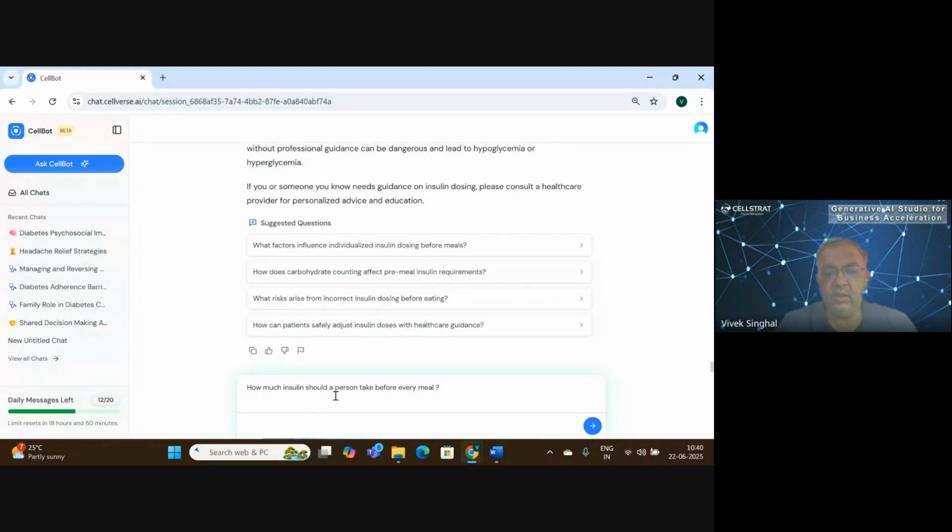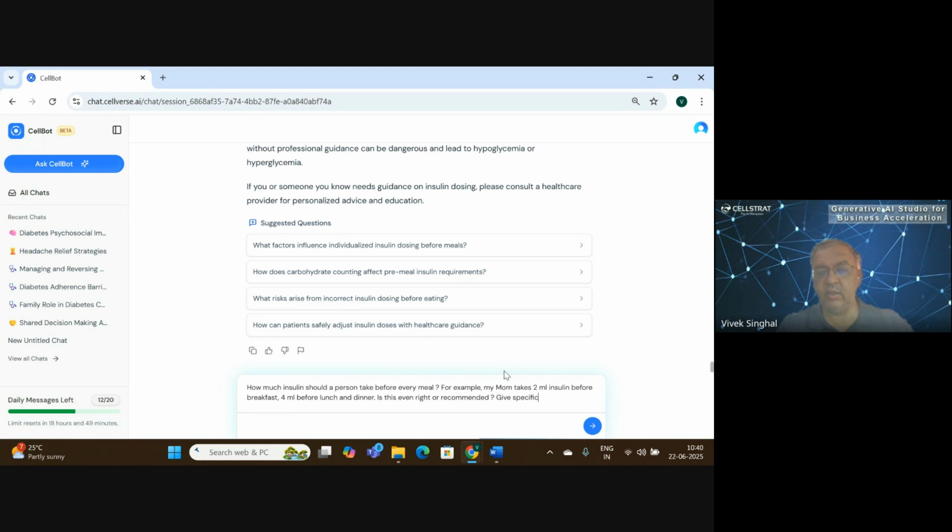Now, let me tailor the question a little more. How much insulin should a person take before every meal? I want to also qualify it by saying, for example, my mom takes 2 ml insulin before breakfast, 4 ml before lunch and dinner. Is this even right or recommended?